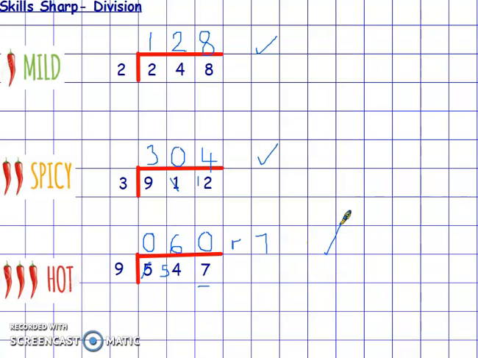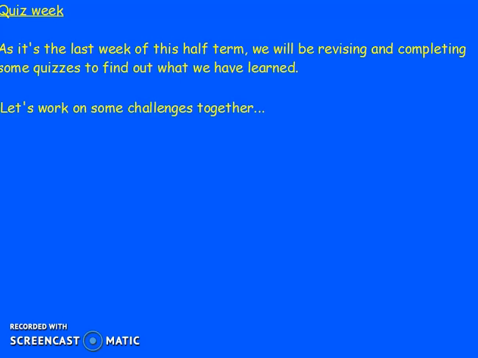Did you get any of those right? I'm looking forward to seeing this working out in your maths book when you hand your book in on Friday. Okay, let's move on with today's learning.